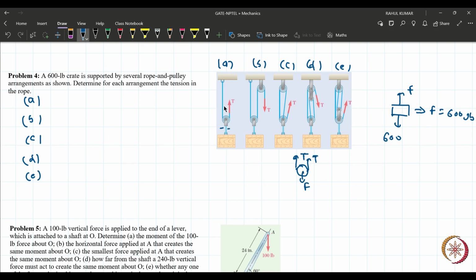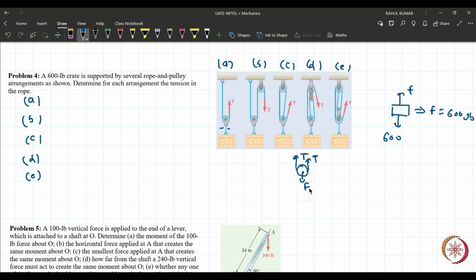There is an assumption for this string: the string must be inextensible, and it must be rigid also. If it is not inextensible, then there will be deformation in the string, and if there is deformation, then this T must be different. So that's why here will be T, and this T will also be the same.